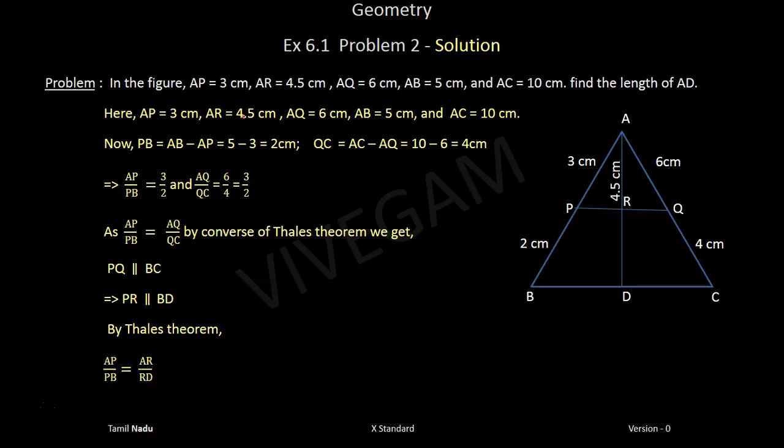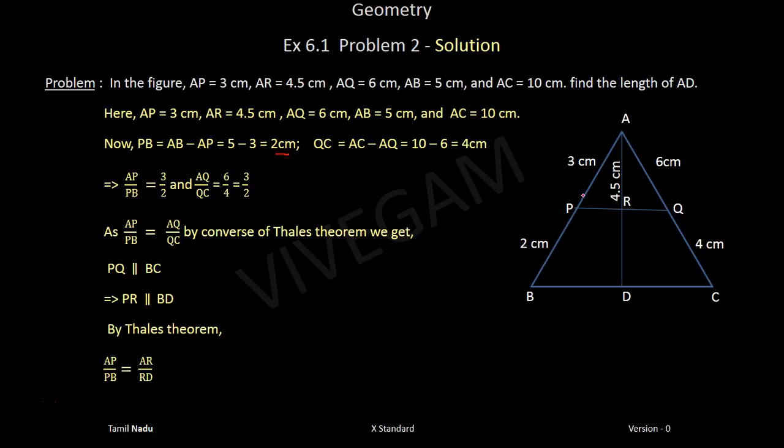The solution. The various measurements are given: AP is 3 cm, AR is given as 4.5 cm, AQ is 6 cm, AB is 5 cm, and AC is 10 cm. PB is to be calculated. I missed this in the steps: the first step will be to calculate PB and QC. Then only the proportionality theorem or Thales theorem will be applicable. So please add this in the steps. How will you calculate PB? You know AB and you know AP, so AB minus AP will be equal to PB. Similarly, AC minus AQ will be equal to QC.